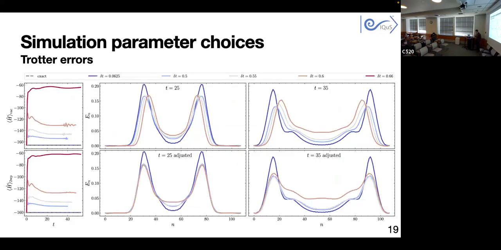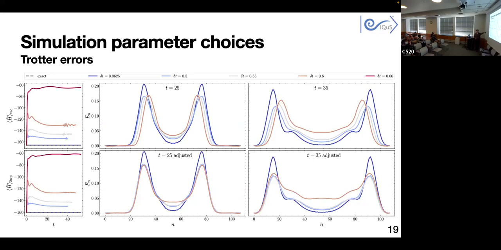And here I'm showing the effects of Trotter errors. As in any quantum simulation, we have to do time evolution by Trotterization, and it's important to consider what effect the Trotter step size has on your simulation. So I've plotted here a range of Trotter step sizes and also the exact solution for a small system. On the plots on the left, you can see that as you increase the Trotter step size, you are really headed to the chaotic regime.